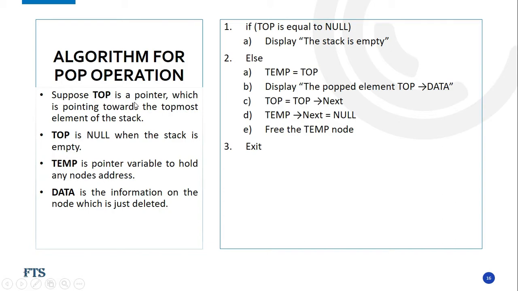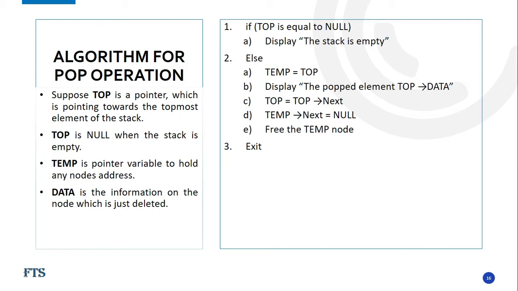Algorithm for pop operation. As I have mentioned before, top is a pointer pointing to the topmost element of the stack. Top is initially null while the stack is empty. Temp is a temporary pointer variable to hold any node address. Data is the information on the node which is just deleted.